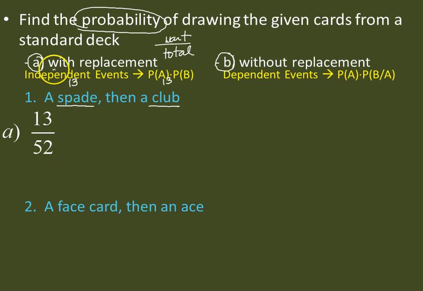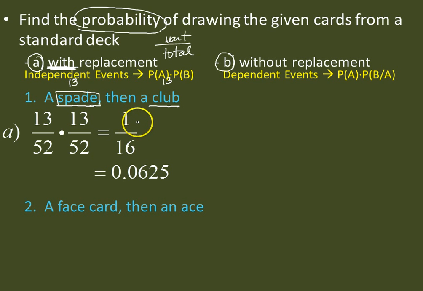Now I'm doing A, so it says with replacement. So I draw a spade, I put it back in the deck. That's what with replacement means. So 13 out of 52 times, so what's this going to be? Drawing a club is 13 out of 52, because whatever card I drew right here is going back in. So it's just 13 out of 52 times 13 out of 52, which is 1 over 16, or 0.0625. And again, fraction or decimal, does not matter.